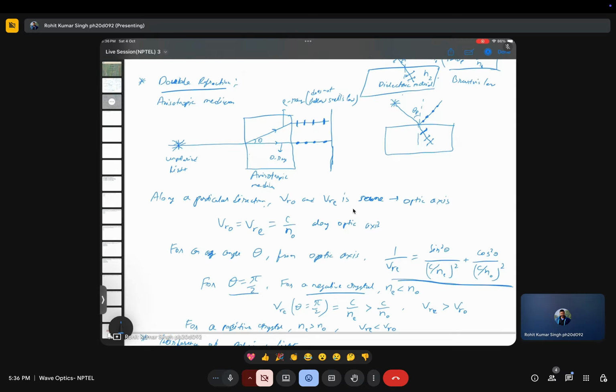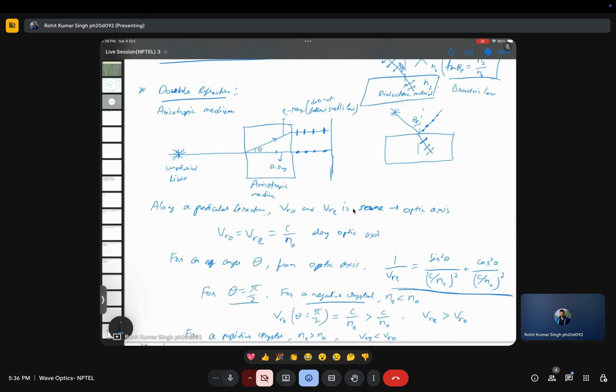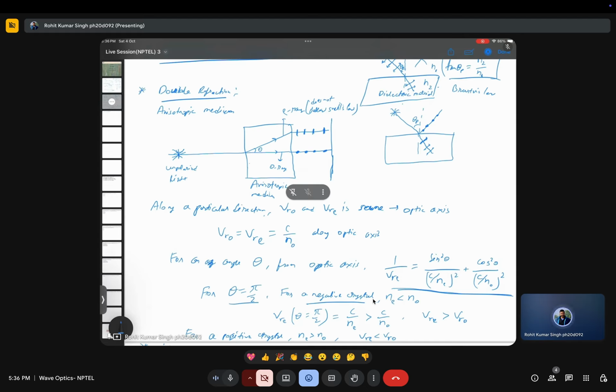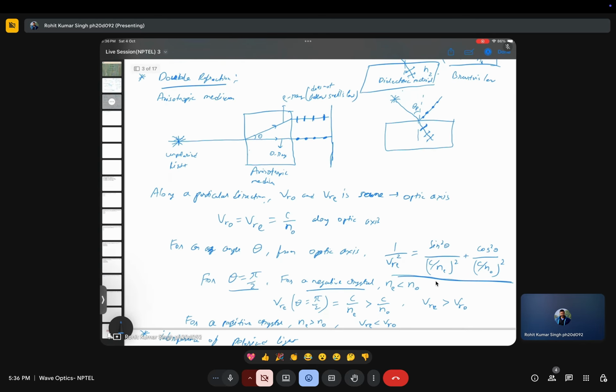Is it fine? Sir, for a negative crystal, it is VRE, you have written C square by NE square should be there, right? Sorry, for negative crystal? You have written VRE is equals to C by NE. It should be squared, right? Square of C by NE. Oh yeah, this is VRE square should be here. Oh, okay. I'm sorry then. Yeah. Nice point. Anything else?